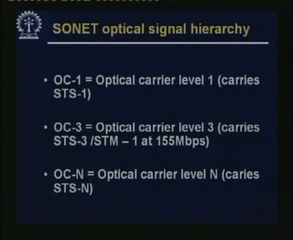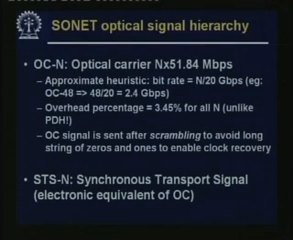So, we have seen the SONET electrical hierarchy, now looking at the SONET optical signal hierarchy. OC1 is the optical carrier level 1, which carries an STS1. OC3 carries STS3 or STM1, at 155 Mbps. OCN is optical carrier level n, which, as I mentioned, uses n times 51.84 megabits per second. OC48 is about 2.4 gigabits per second, with an overhead percentage of about 3.45%.